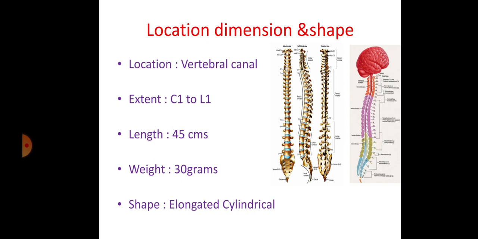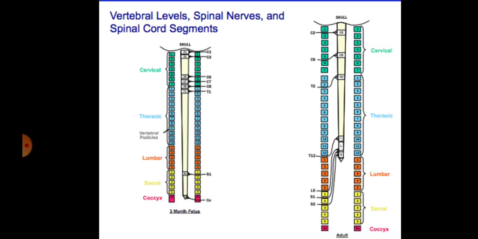Spinal cord location, dimension and shape. Location: the spinal cord is located in the vertebral canal. The vertebral canal means the vertebrae have a central canal throughout the length, which is called the vertebral canal. The spinal cord is situated in the vertebral canal, extending from the C1 vertebra to the L1 vertebra. After the L1 vertebra, only nerve fibers are there, but the spinal cord ends here. The length of the spinal cord is 45 centimeters, the weight is 30 grams, and the shape is elongated and cylindrical.